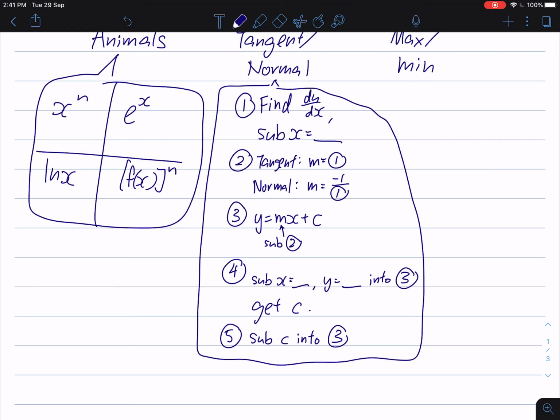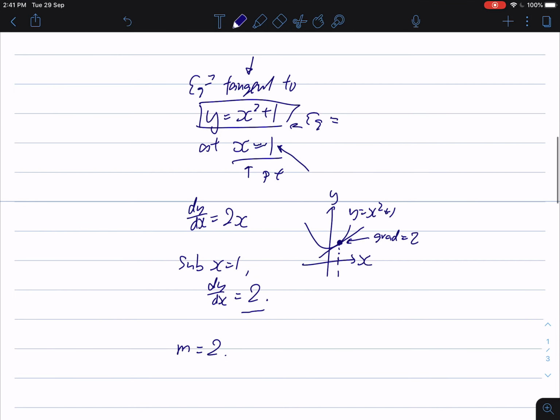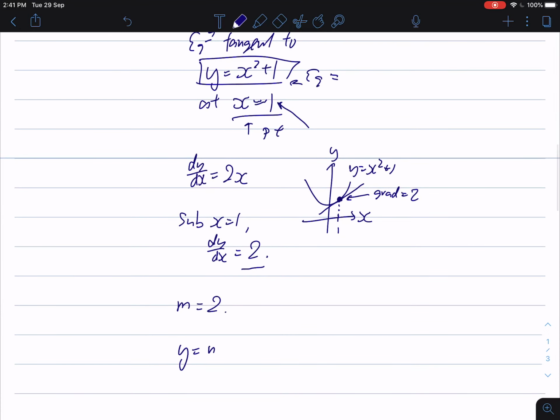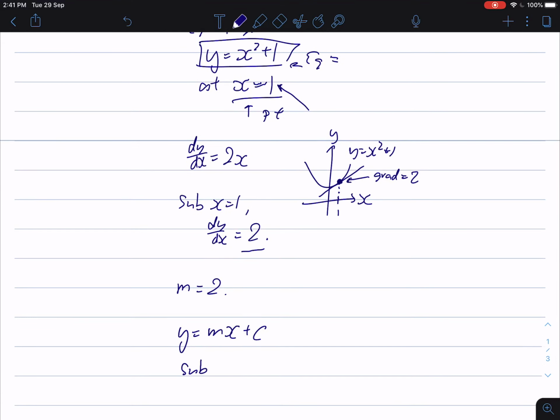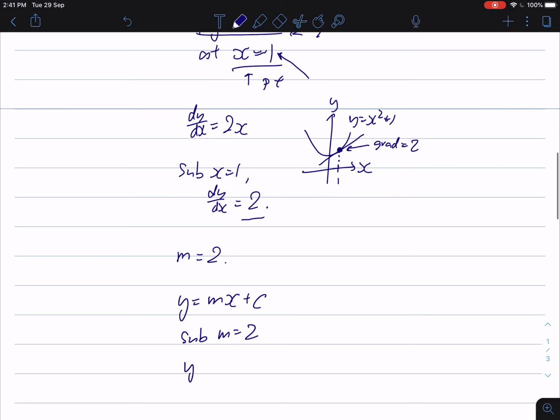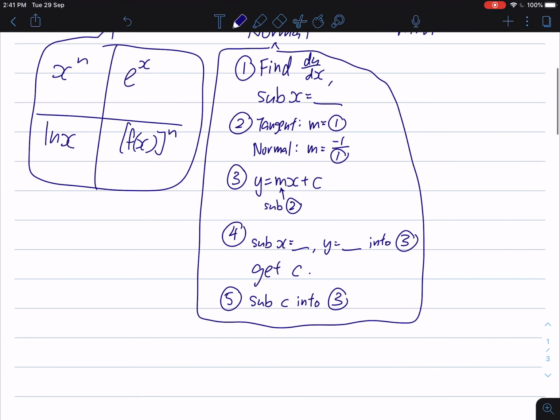3, 4, 5. Okay, y equals to mx plus c, and your m, sub the answer you got in 2. Okay, we have m equals to 2, so y equals to mx plus c. Let me write that down. Good. Step 3 is complete. Moving on to step 4. Sub x equals to what? y equals to what?